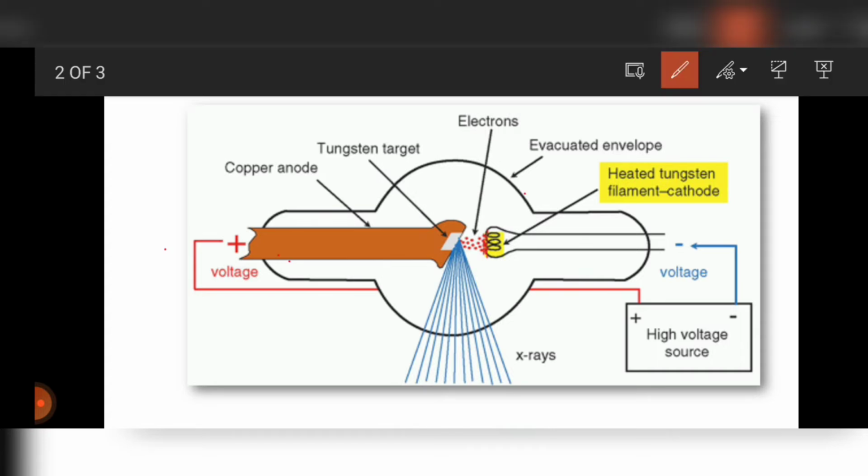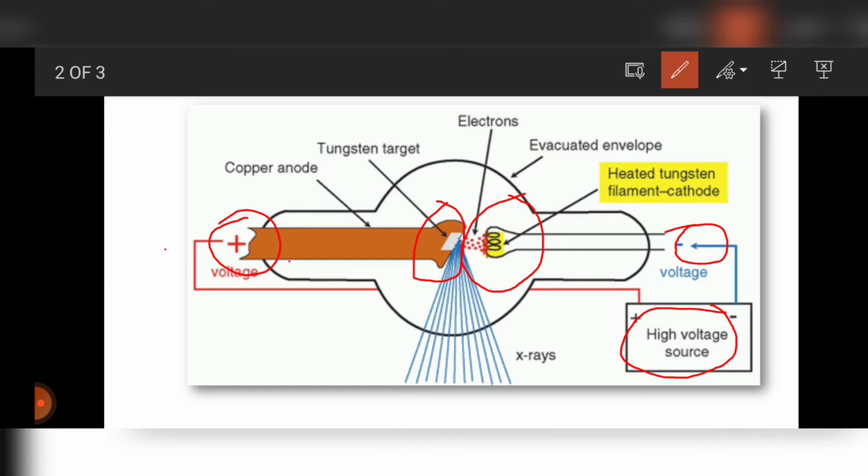Here is one filament. This filament is the cathode, and as you all know, the cathode is a negative charge point. And this is the anode. You can say this is the anode and this is the cathode. It is connected to the high voltage source. This is a voltage source, with the negative portion here and the positive portion here.